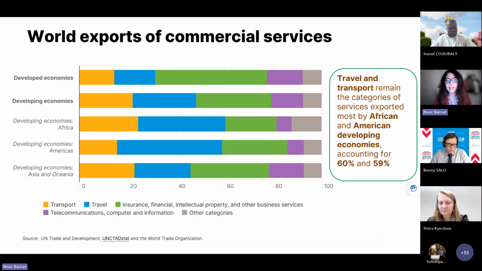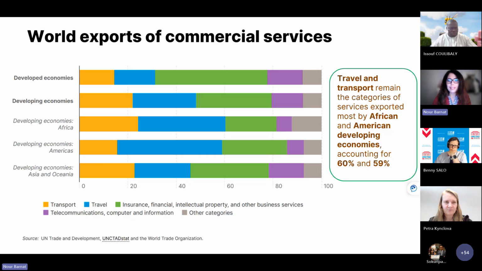Another aspect is the categories of services. There are 12 categories of services. I'm not presenting all of them, but I'm presenting on this slide the major services categories by developing status. As you see, travel and transport remain the categories of services exported most by African and American developing economies, accounting for almost 60% for both. So travel and transport is truly a major category.